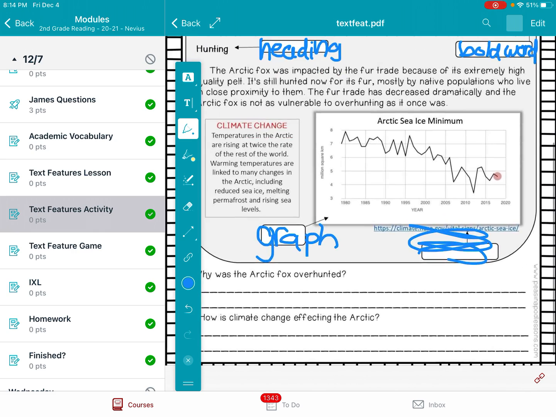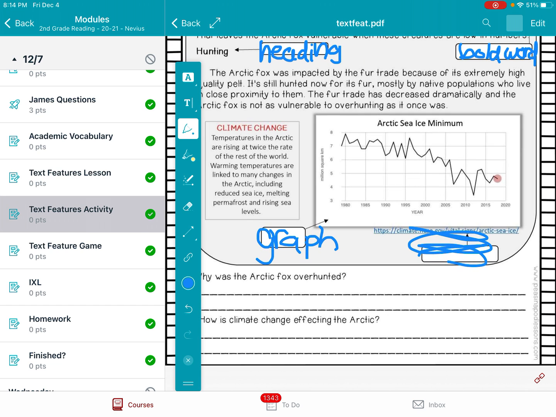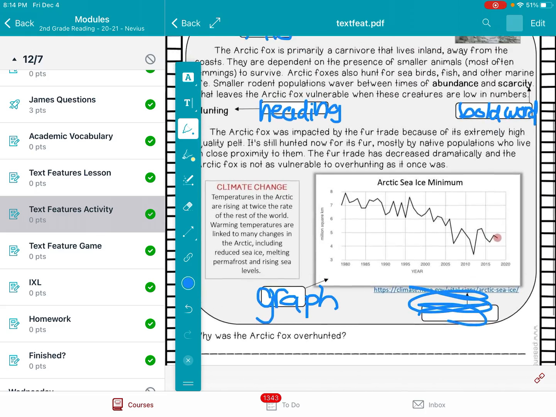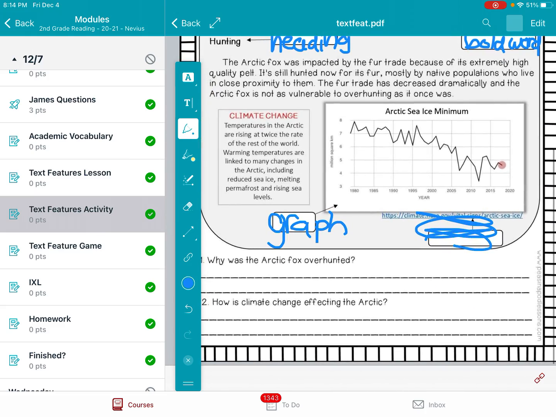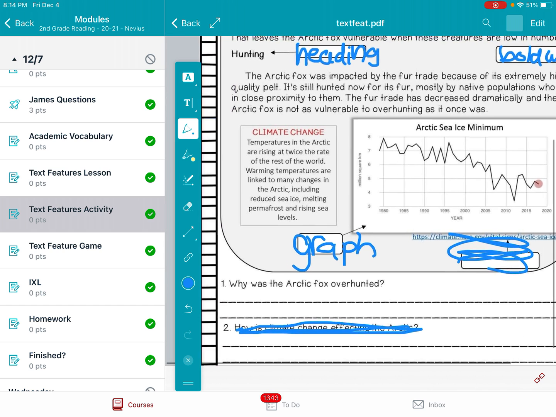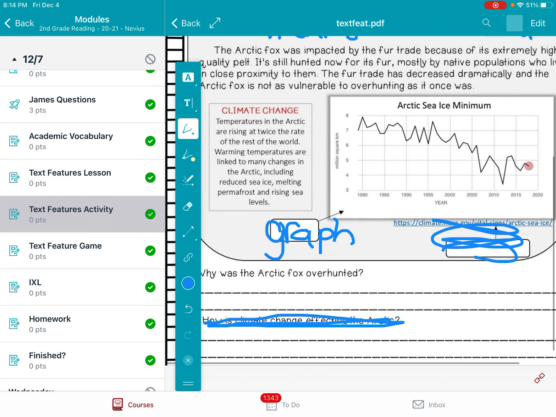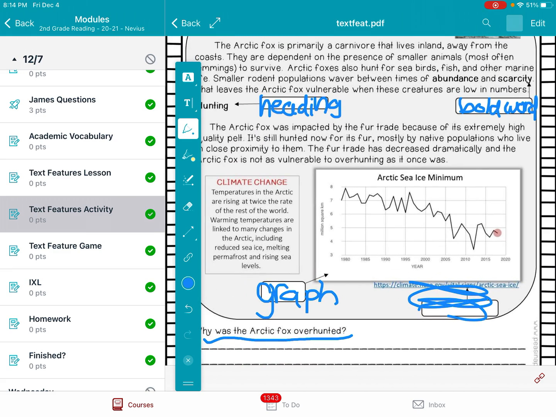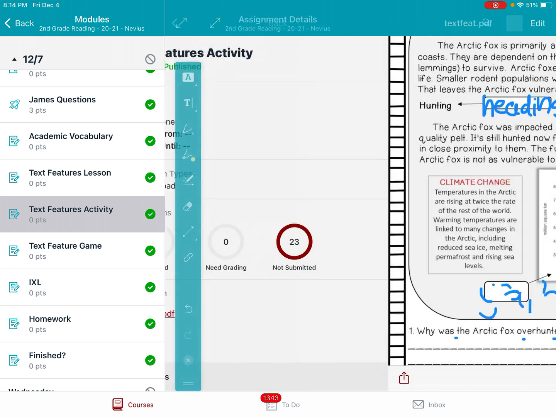All right, there are 2 questions down here that say, why was the Arctic fox overhunted? If you can find why they were overhunted, write it down. And the other one says, how is climate change affecting the Arctic? You do not have to answer that one. You only need to try your best to answer, why was the Arctic fox overhunted? So I gave you the answers. If you've watched this video, this will be a really easy activity.